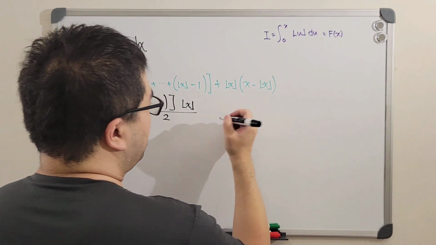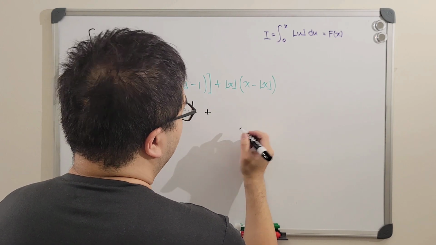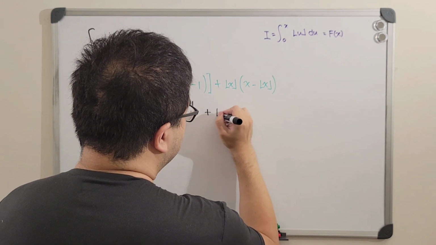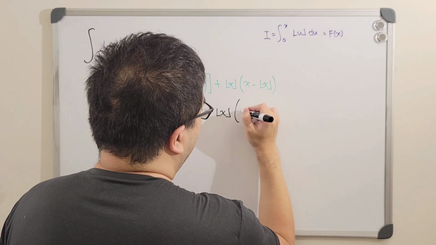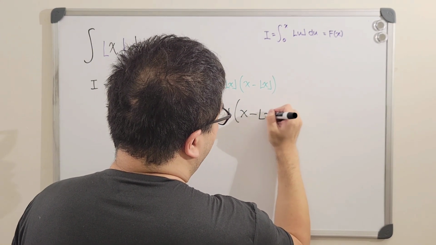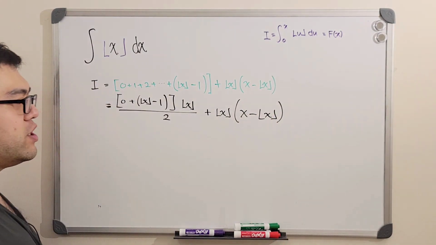Okay, then we will just add the second part, which is just the floor of x times the quantity x minus the floor of x. And why do I not try to multiply it?